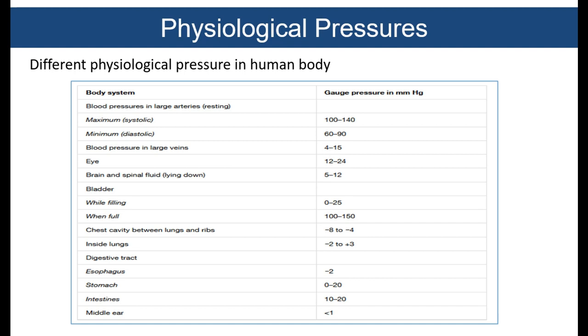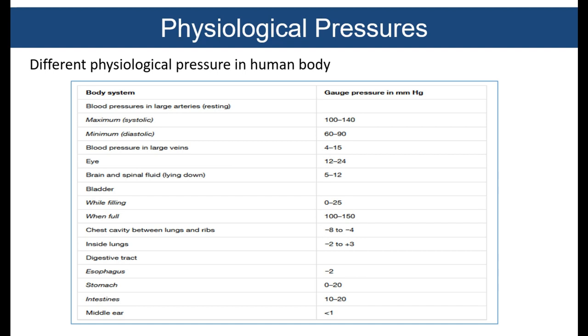mmHg. Okay, the blood pressure in the large veins is in the range of 4 to 15 mmHg. The pressure in the eye is 12 to 24 mmHg. The pressure in the brain and spinal fluid is in the range of 5 to 12 mmHg. The pressure in the bladder while filling is from 0 to 25 mmHg. The pressure in the bladder when it is full is about 100 to 150 mmHg.